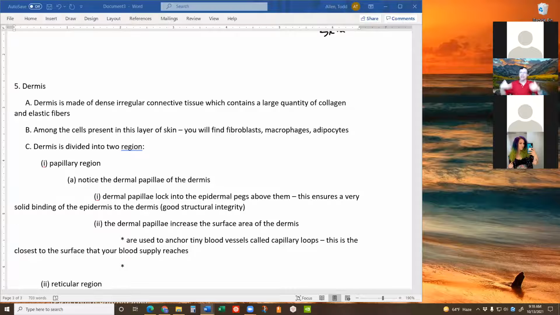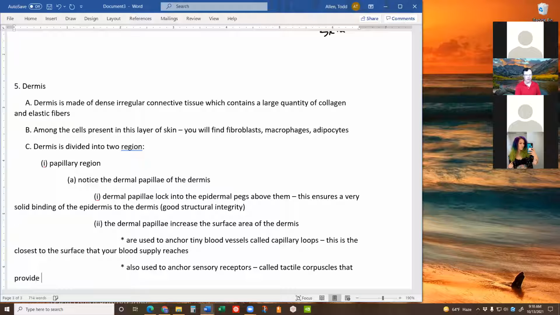If you can identify the tactile corpuscles there, notice that many of them are actually embedded up into the dermal papillae themselves. All right. So the dermal papillae are not only used to anchor parts of our blood supply, they're also used to anchor sensory receptors called tactile corpuscles that provide touch sensations at the surface of your skin.